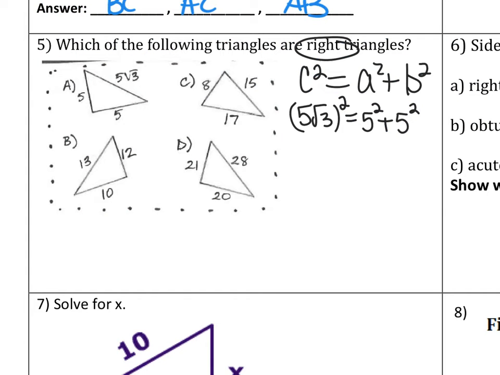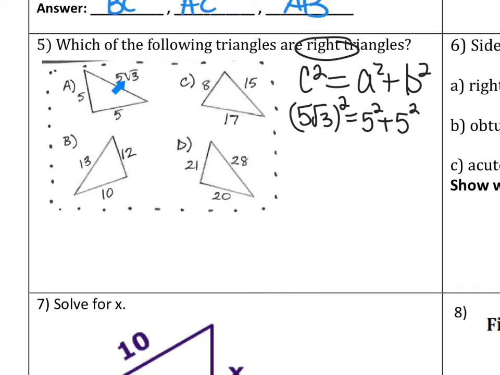So for this next one, we're definitely going to concentrate on the directions. Which of the following triangles are right triangles? Well, what do we know about right triangles? We know Pythagorean's theorem states that a squared plus b squared should equal c squared. So we're going to do that for each one of these. C squared is the largest one.